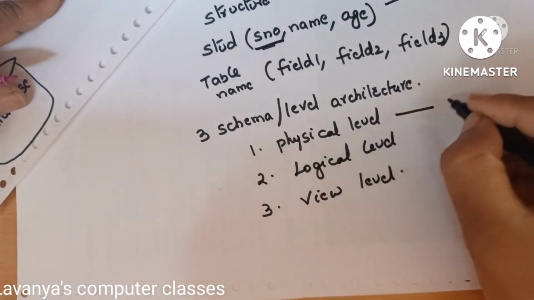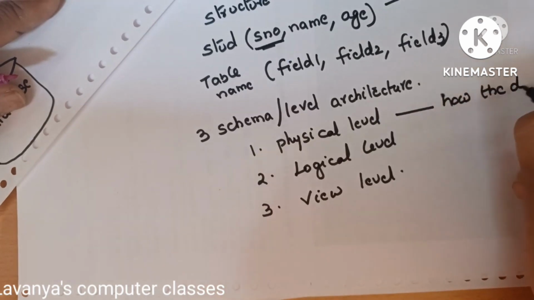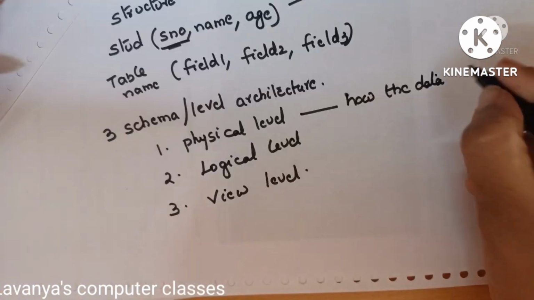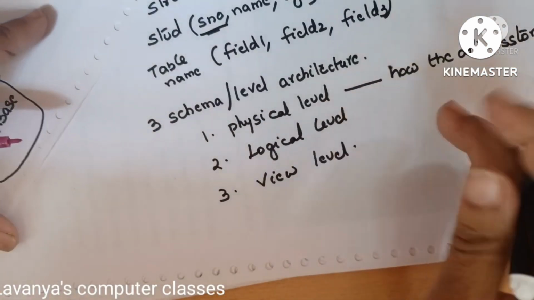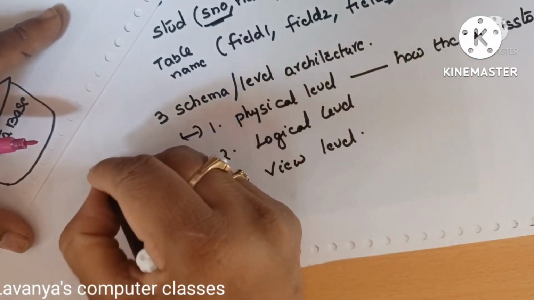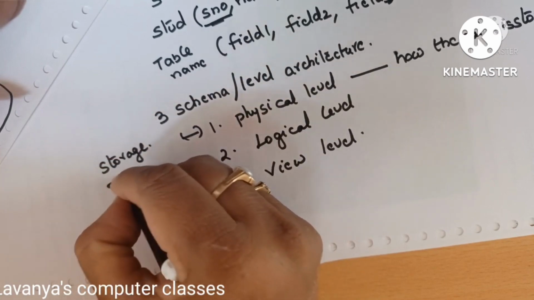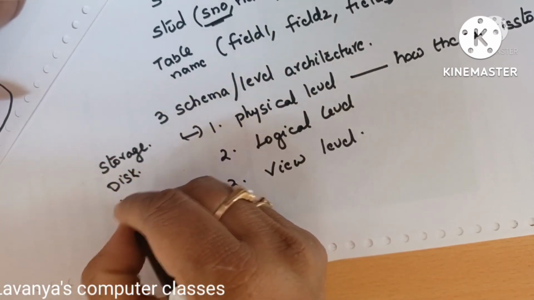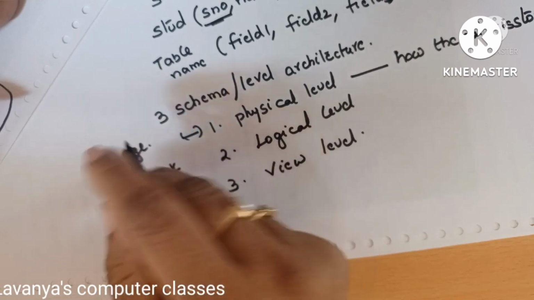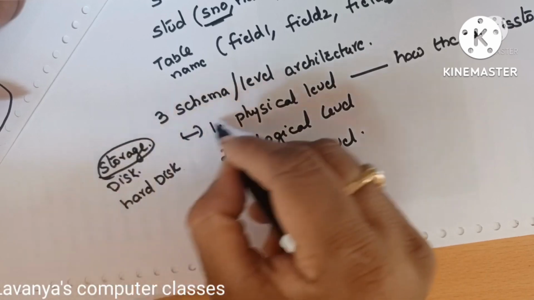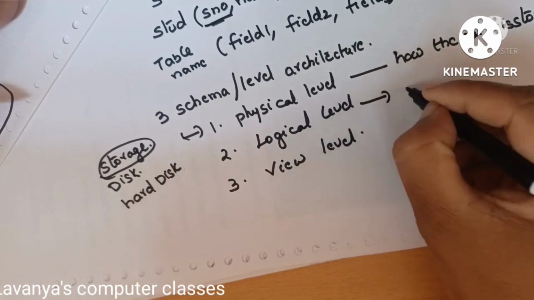In the physical level, it totally concentrates on how the data is stored, where the data is stored. It describes the physical storage structure of the data. It mostly concentrates on storage devices only, all about the storage areas. Physical level is totally concentrated on the storage devices, where it is stored. It describes the physical storage structure, everything physically.